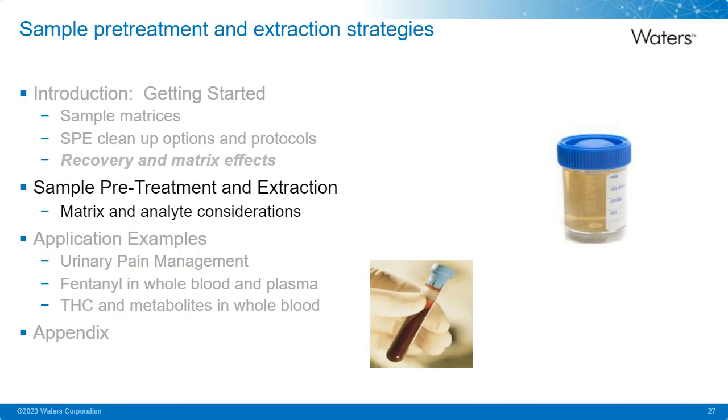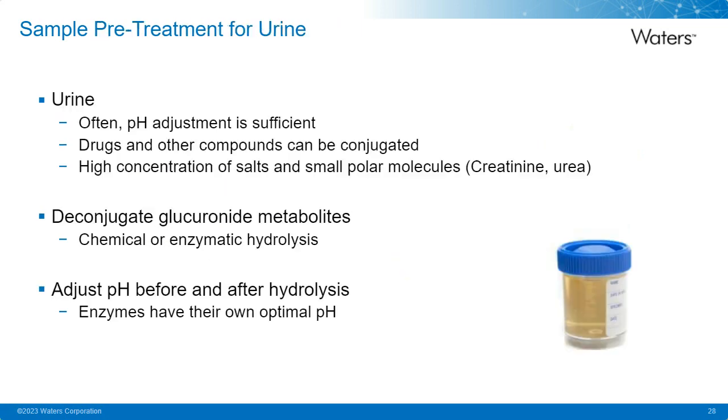So let's quickly talk about sample pre-treatment and extraction, because before we start our extraction, we often need to do something to prepare our samples for the sample prep. Let's quickly talk about urine. Often pH adjustment is sufficient, especially if we're doing an ion exchange.